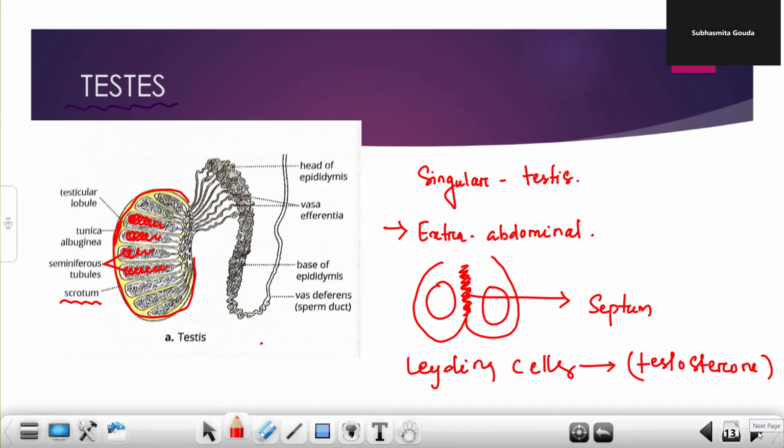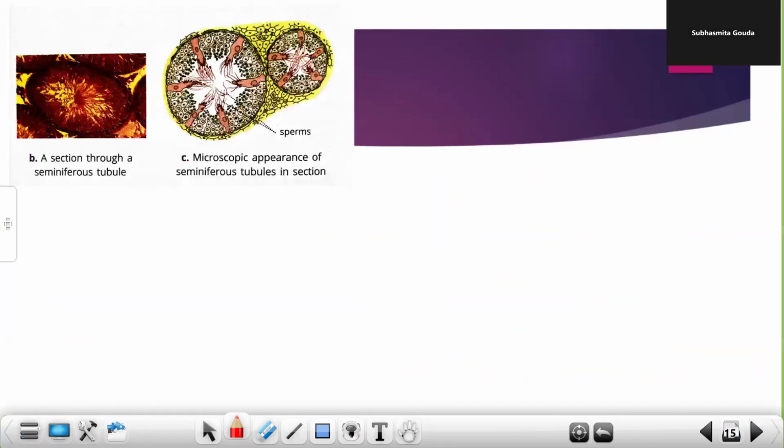Next one is, yes, in the seminiferous tubules, this is the seminiferous tubules that produce the sperm. This is the sperms.